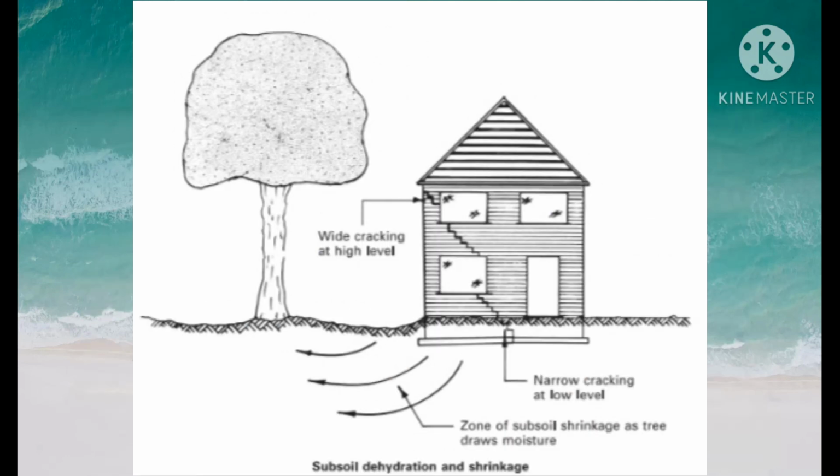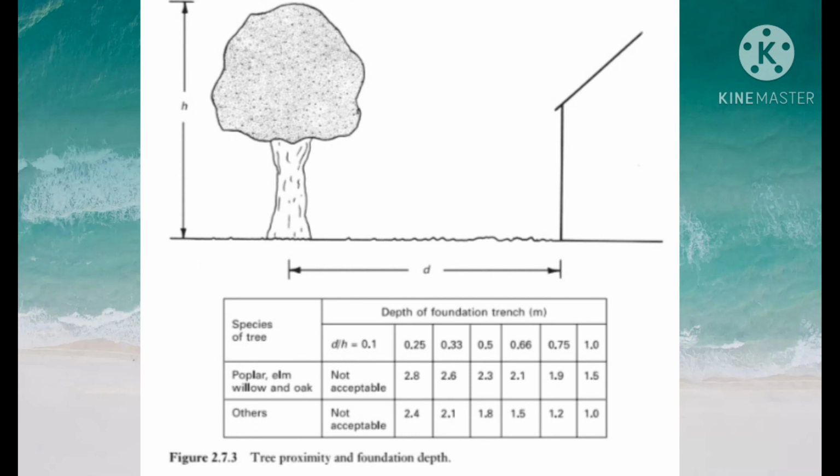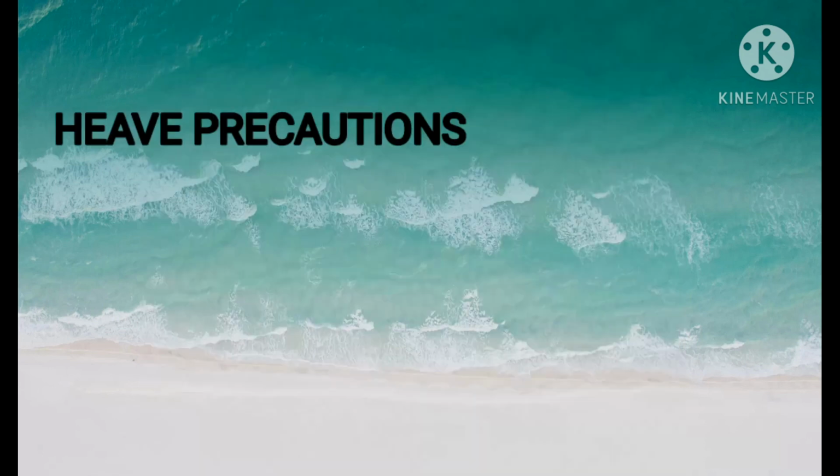With conventional strip foundations and those provided for pre-1950s dwellings, where the concrete was rarely placed deeper than 0.5 meter, it is advisable to maintain a distance at least equal to the mature tree height between building and tree. Some relaxation may be applied where tree species can be identified as having less water demand.